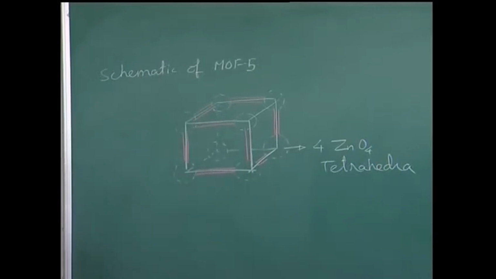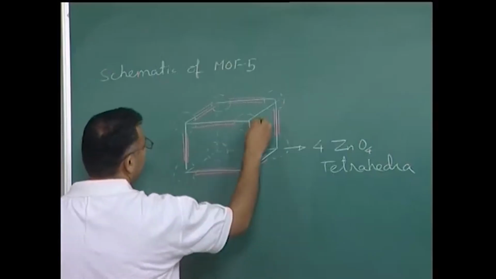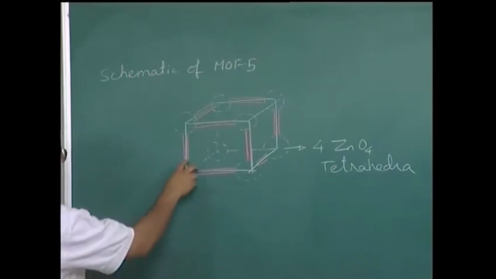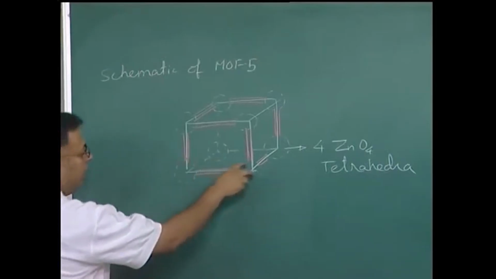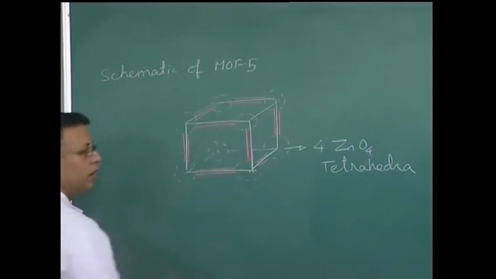So, you have these ZnO4 tetrahedra, and each one of these ZnO4 tetrahedra, of which there are 4 in each one of these corners, I have schematically shown by dotted lines. Each one of these is connected to the neighboring 4 tetrahedra by a dicarboxylic acid group, which I have schematically shown by these double red lines. Now, this structure implies that these dense regions of matter are separated from each other by these dicarboxylic acid groups, and there is a lot of volume within the unit cell.